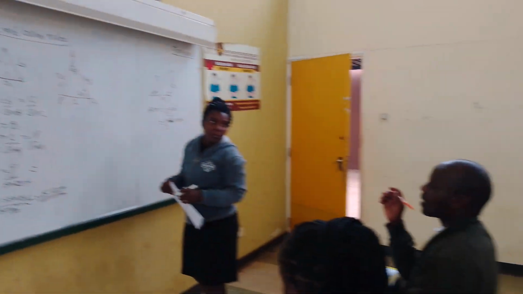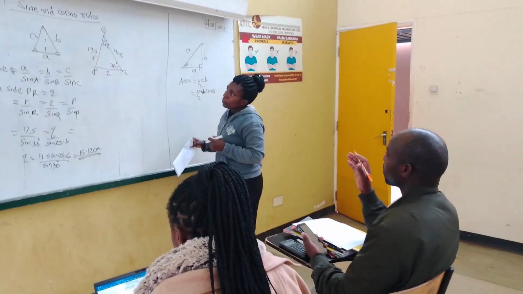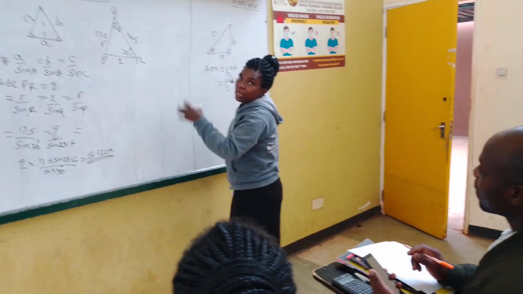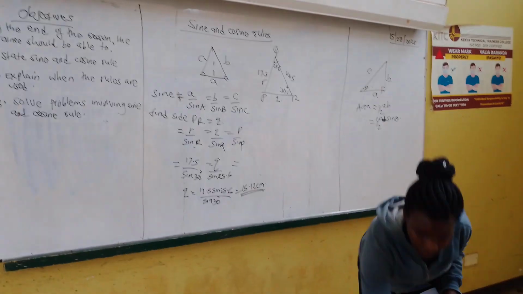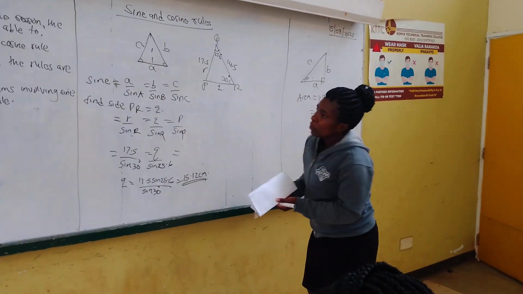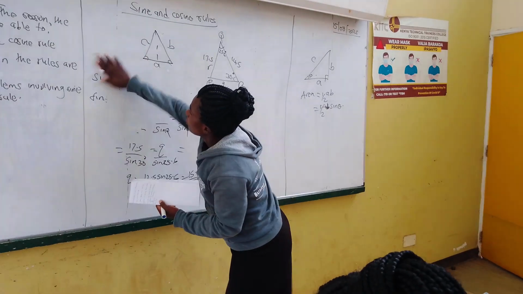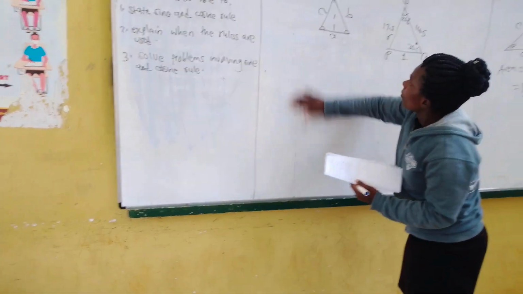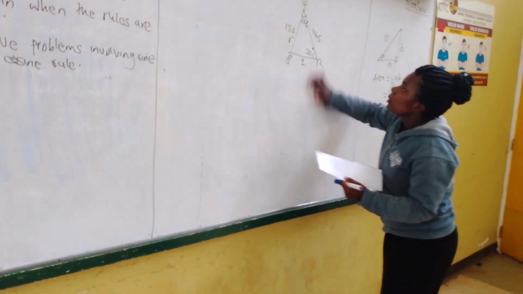You said that formula is applicable only when the triangles are right-angled triangles. Yes. When they are not, when they are non-right angle triangles, we are going straight to the cosine rule. Cosine rule. When do we use cosine rule?